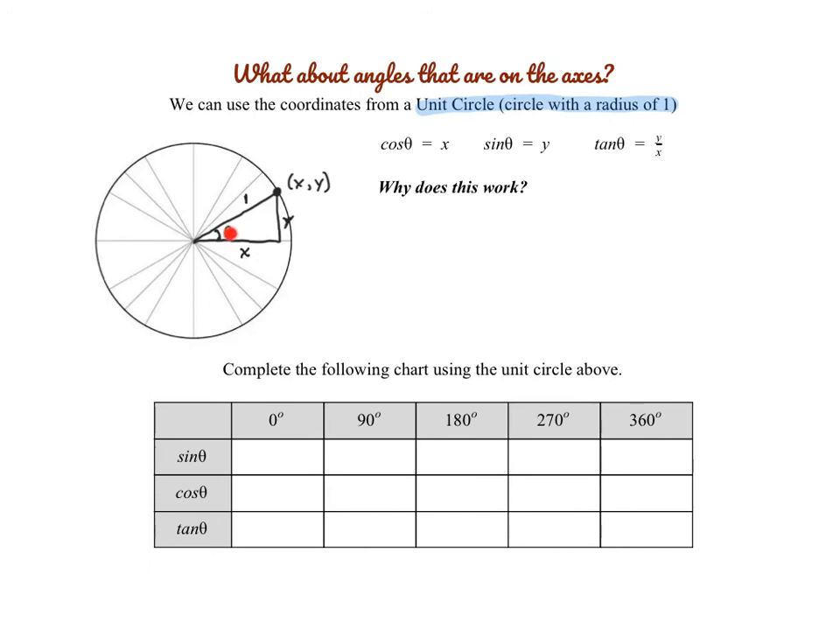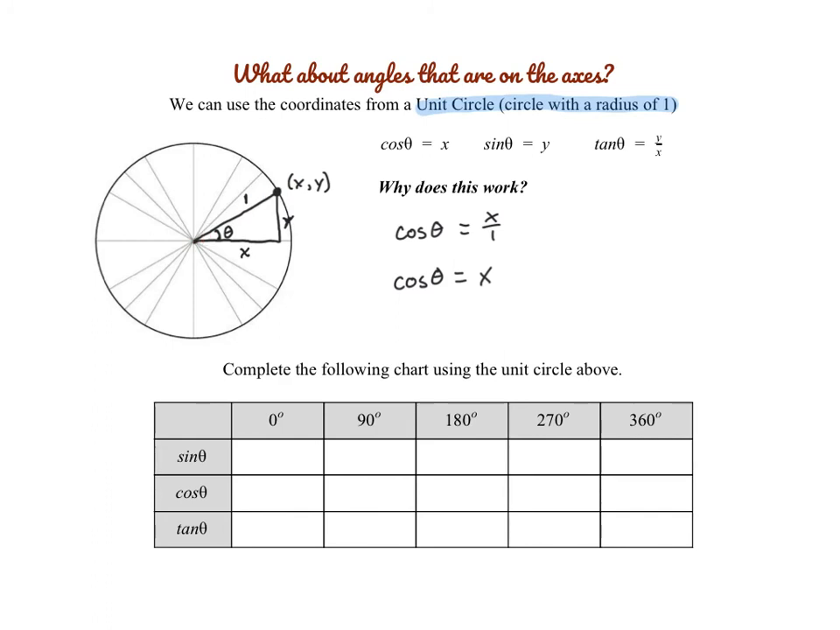So let's start with cosine. According to SOHCAHTOA, we know that cosine of any angle can be found by doing the adjacent over the hypotenuse. So in this case, it'd be x over 1. So that means that the cosine of any angle can be found with just the x value of our coordinate. And again, it must be from a unit circle. This only works for a unit circle.